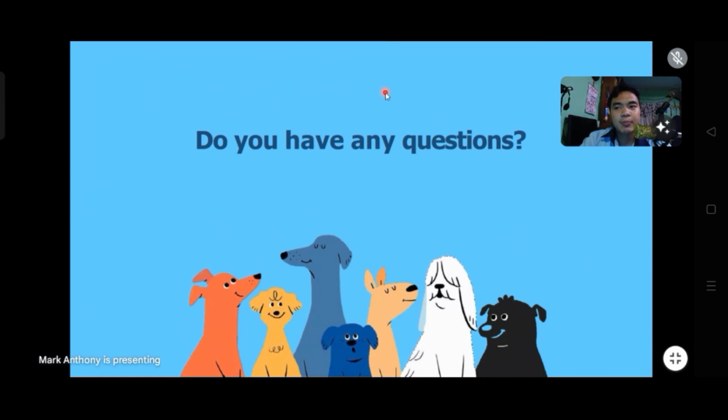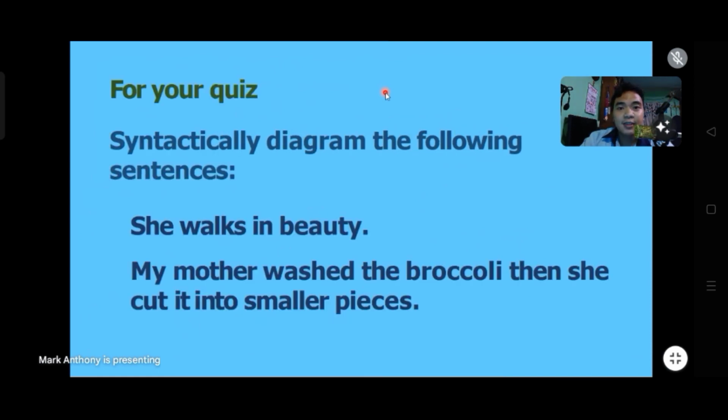And so, for your quiz, all you have to do is to syntactically diagram the following sentences. She walks in beauty. My mother watched the broccoli, then she cut it into smaller pieces. Syntactically diagram means that you're going to create a phrase structure tree for these following sentences.